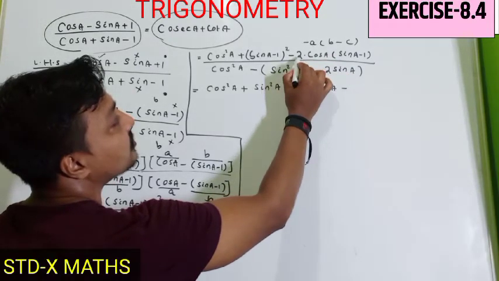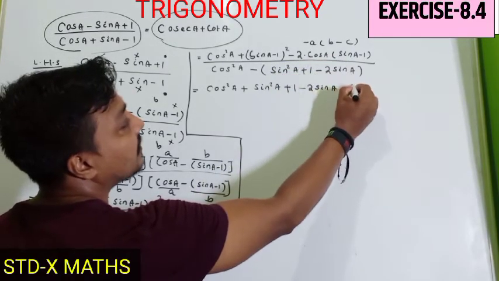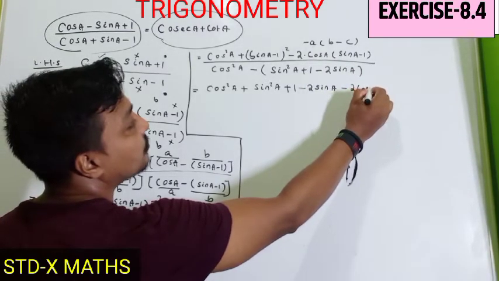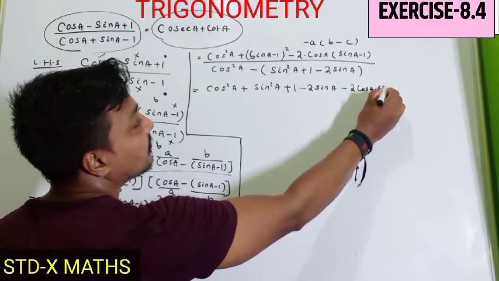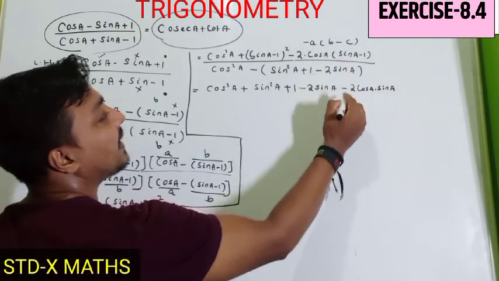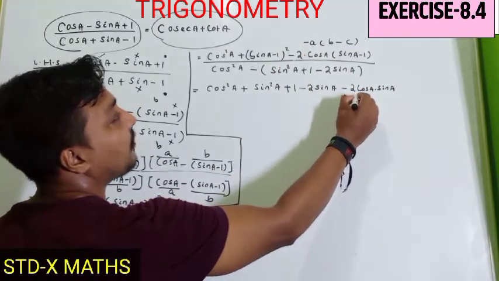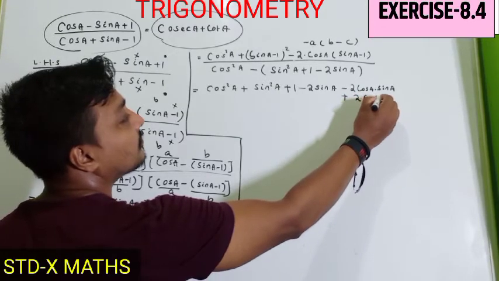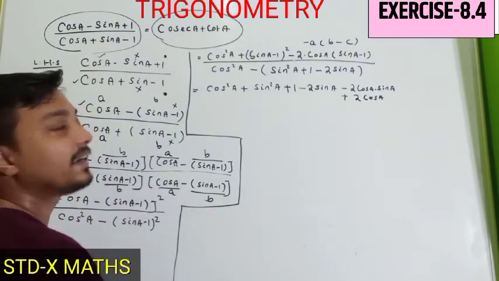here it is minus 2 cos a into sin a, so writing 2 minus 2 cos a into sin a, here it is minus, this one it is minus, so this one it is plus 2 cos a. The upper one is ready.